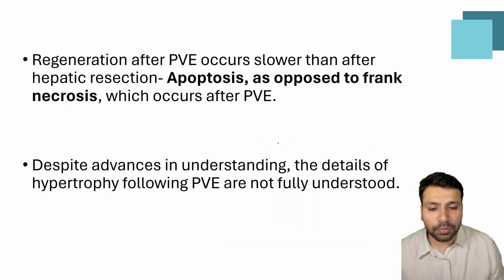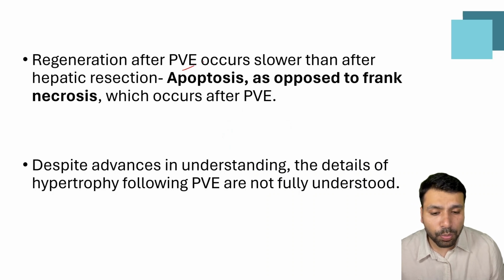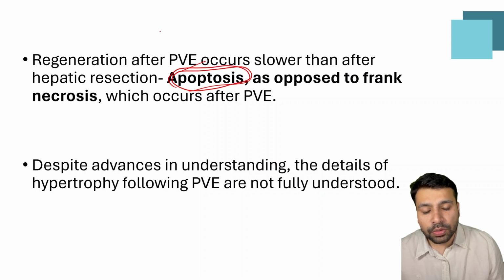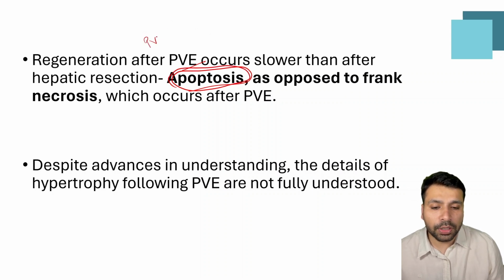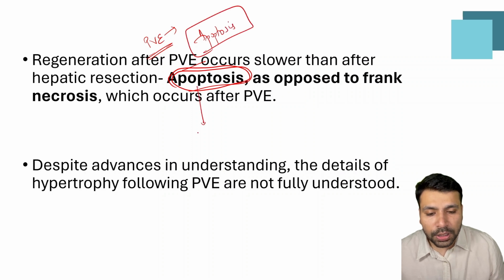So regeneration after portal vein embolization is slower than after hepatic resection, because what happens after portal vein embolization is apoptosis. So a question may be asked: portal vein embolization causes regeneration by necrosis or apoptosis? The answer is apoptosis. Apoptosis occurs in portal vein embolization, and frank necrosis can be seen after resection.